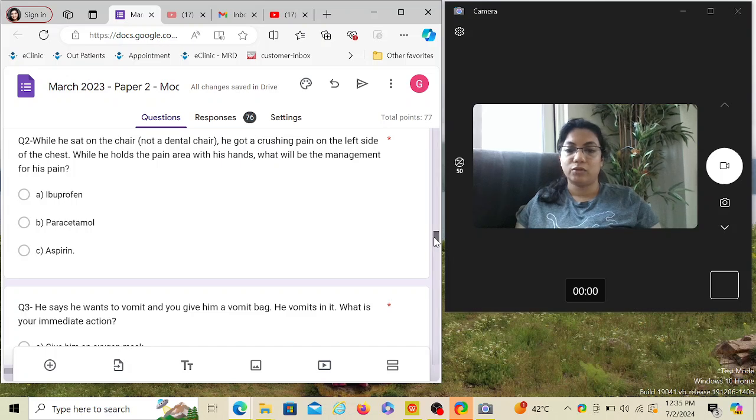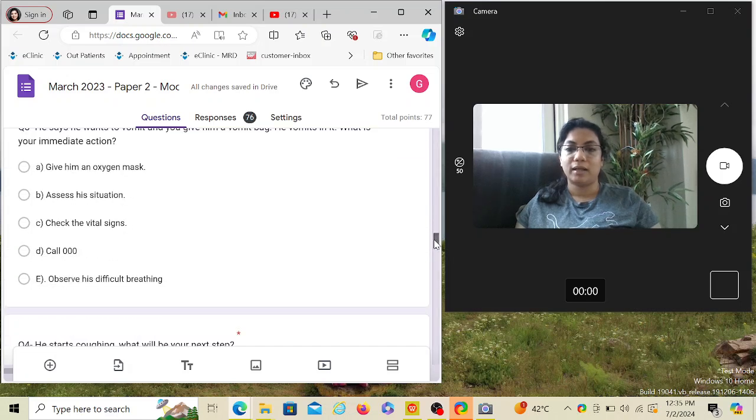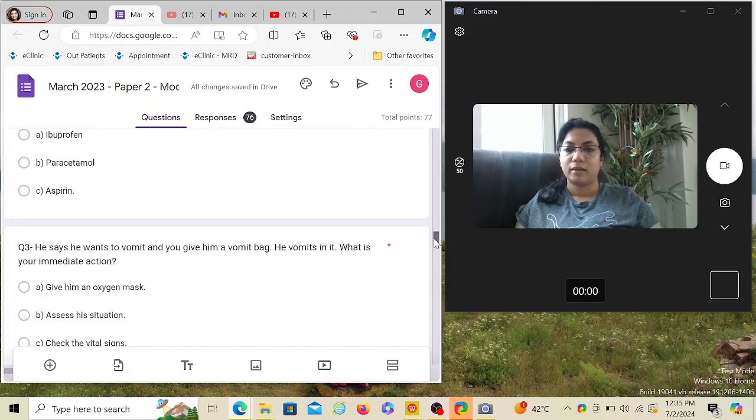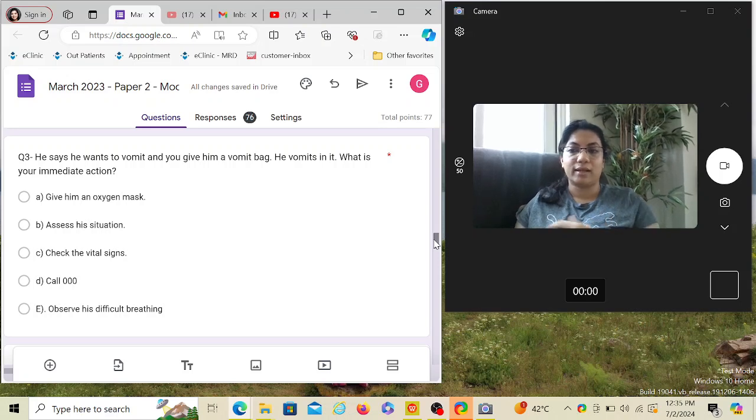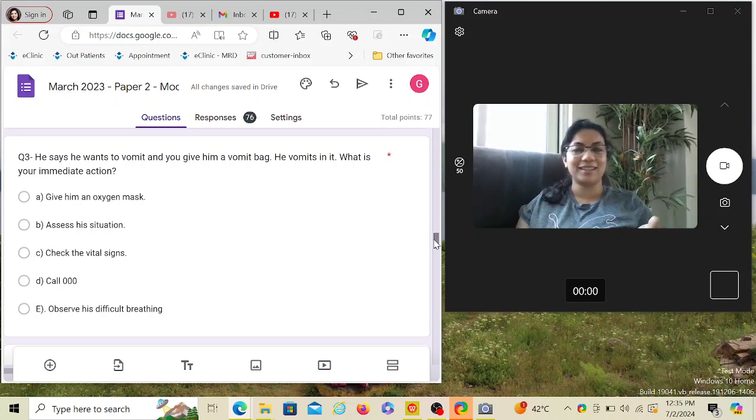He says he wants to vomit, and you give him a vomit bag, and what is your immediate reaction? Now he started vomiting, and you see that he's having pallor, and then he's having a myocardial infarct. Are you the right person to treat it? No, right? You want to call an ambulance and transport this patient as fast as possible to a hospital setting where qualified personnel are there to treat him.